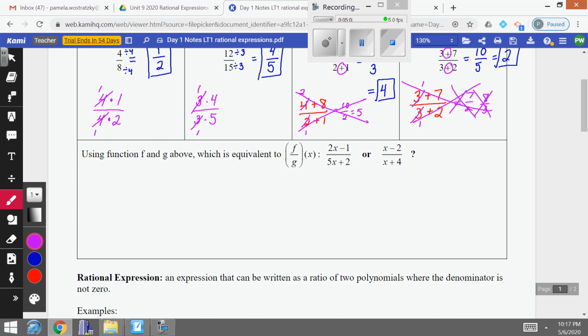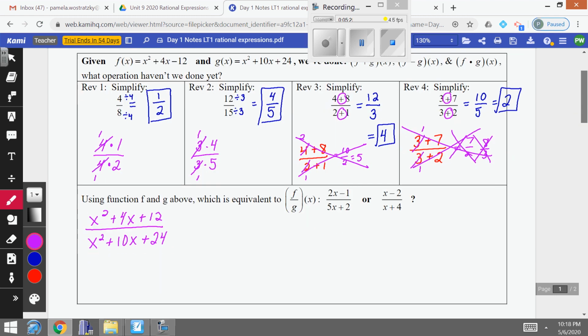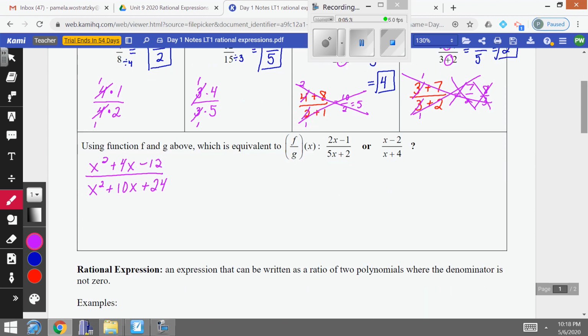If I did f over g, so function f is x squared plus 4x plus 12, and function g is x squared plus 10x plus 24. I'm sorry, I'm looking at my wrong thing here. Okay, so if I am dividing, this one is a minus. That's what I'm struggling with here. That's a minus. Okay, which one does that equal? Take a second and think about it here.